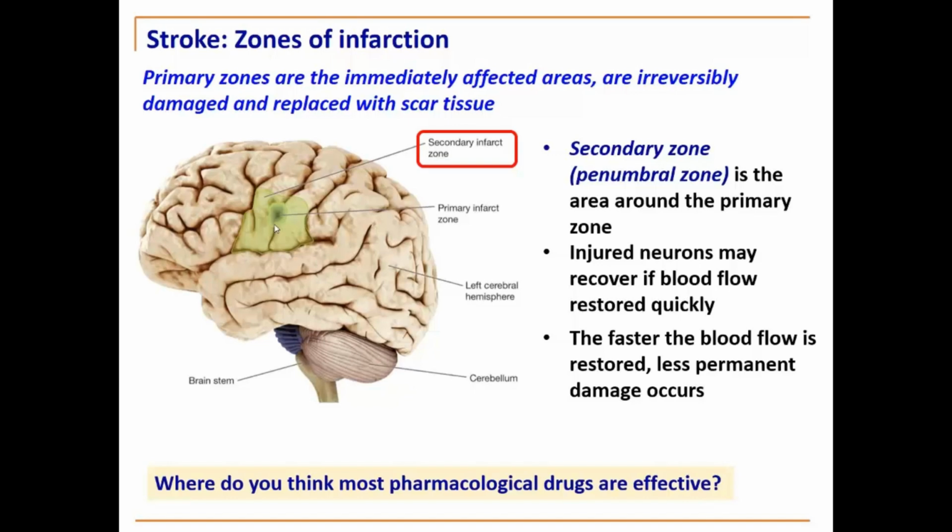Where do you think most pharmacological drugs are effective and why? Do you think it's in the primary infarct zone or the secondary infarct zone? Well, it's actually the secondary infarct zone, or the penumbral zone. And that's really because you've got less severe damage. It hasn't occurred as quickly in those points. So it may be possible to salvage cells potentially within the severely ischemic core of the primary zone, but it's a lot less likely.